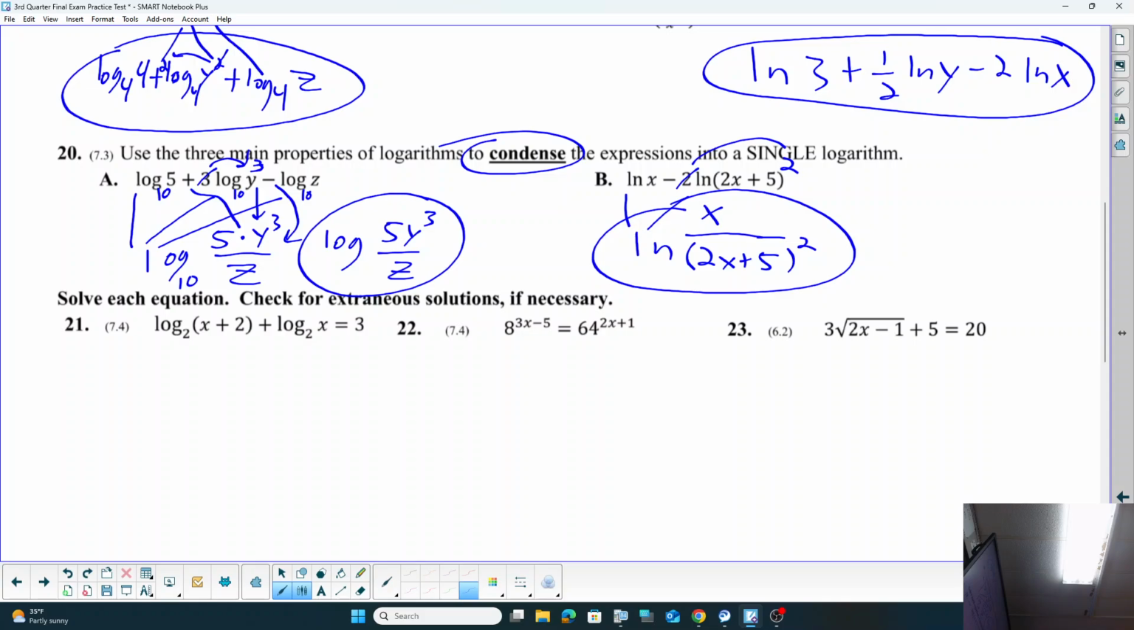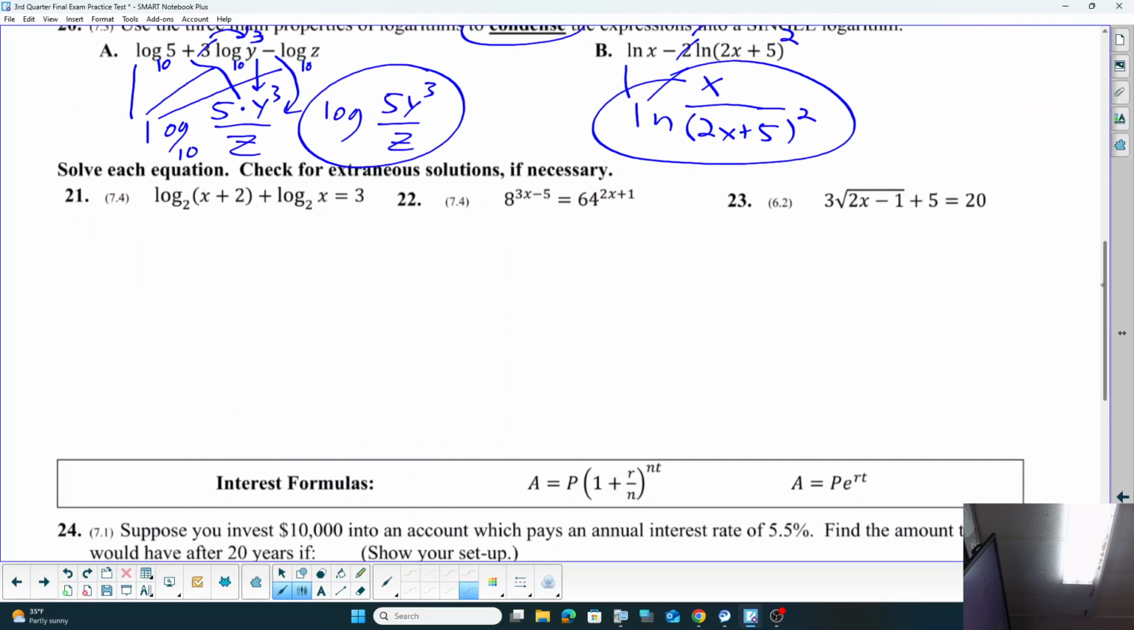Solve each equation. Check for extraneous solutions. Do you remember how to solve radicals? Do you remember how to solve logs? So you do have to condense first. So we have log base 2, x plus 2. What does plus become? It becomes times. So x plus 2 times x equals 3. How do you undo the 2?